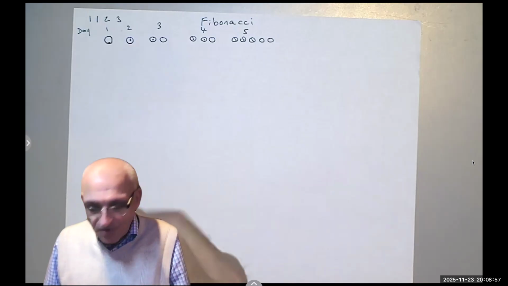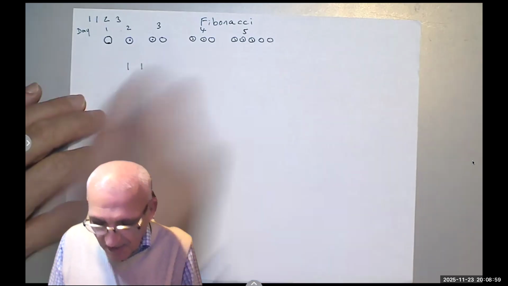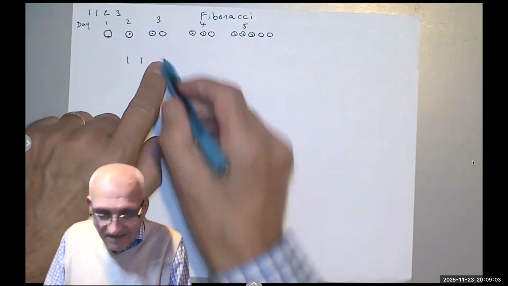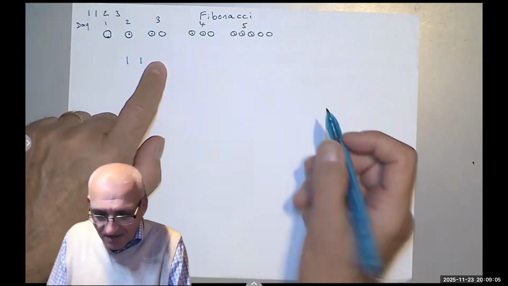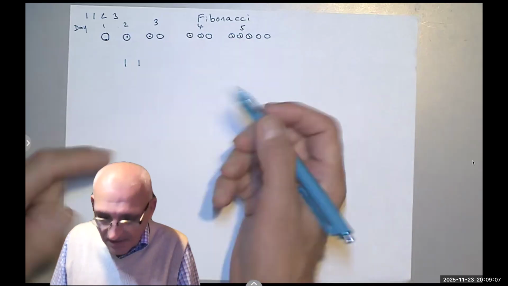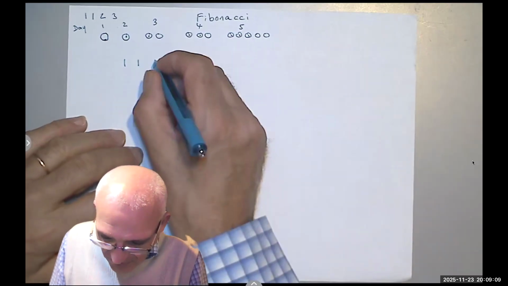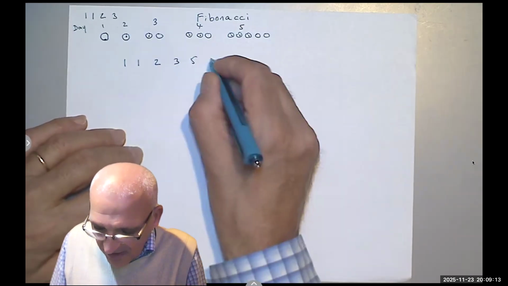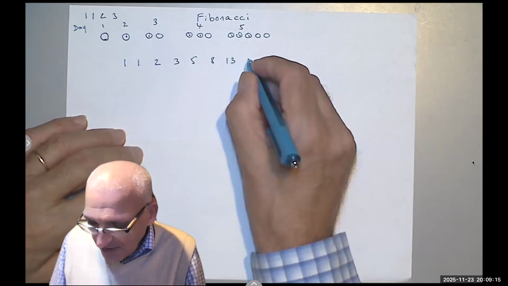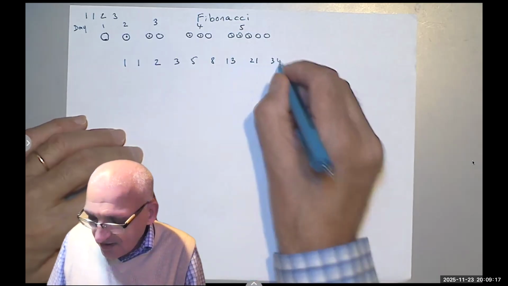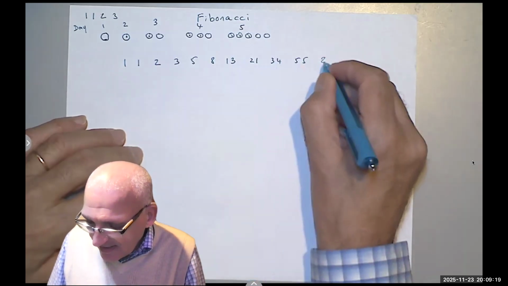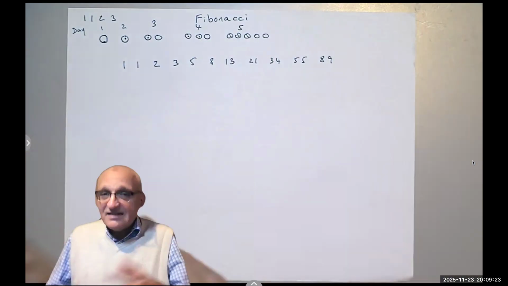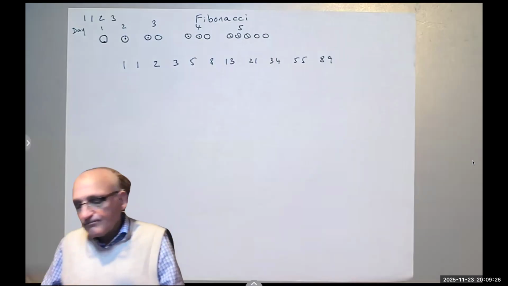So this sequence really starts with 1, 1, and then every day thereafter, the number is the sum of the previous two. Why? Because they became adults, right? So 1 and 1, 1 plus 1 is 2, 1 plus 2 is 3, 2 plus 3 is 5, 8, 13, 21, 34, 55, 89, and so on and so forth, 134. And it keeps going like that till infinity.